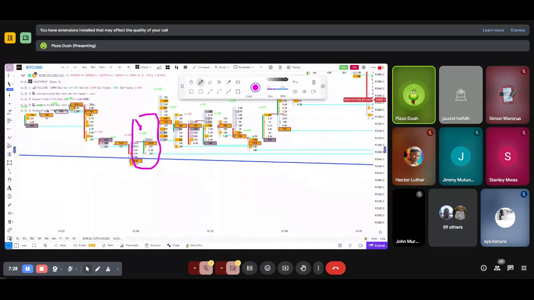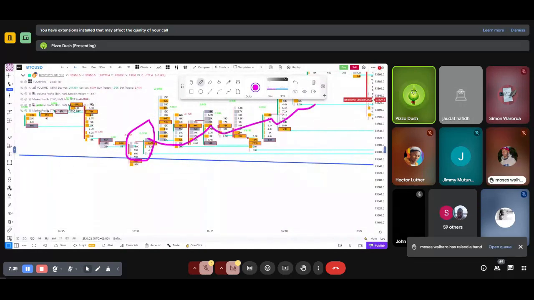So tukisema delta is positive, ni kumaanisha buyers ni wengi. So market iko kwa support zone, na imekuambia kuna 315k aggressive buyers. What are you supposed to do? You're supposed to go up with it. So in short, inakuonyesha like the price is not going to break down.